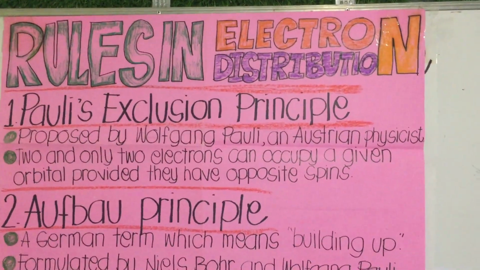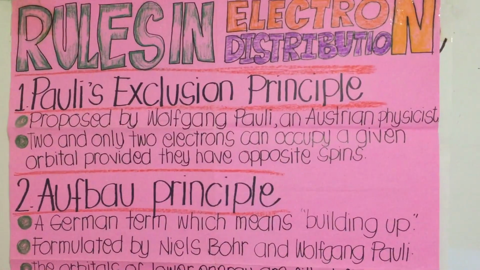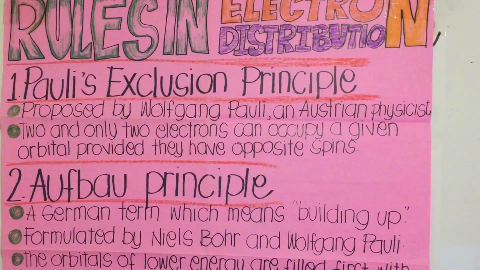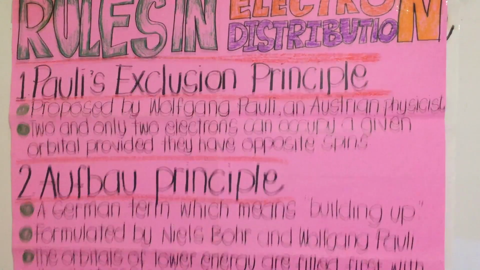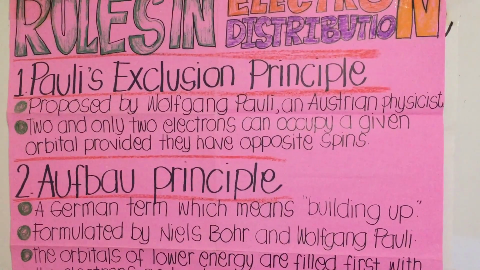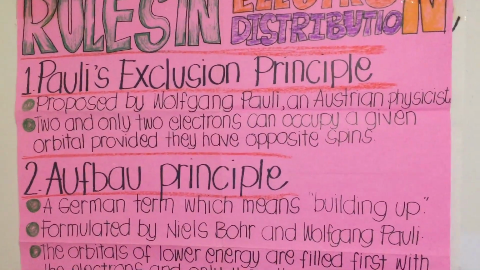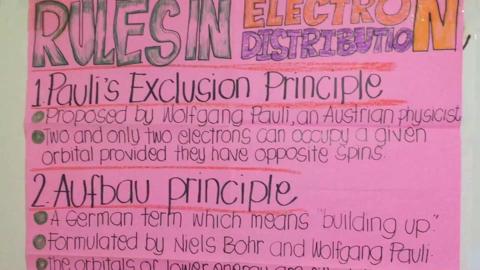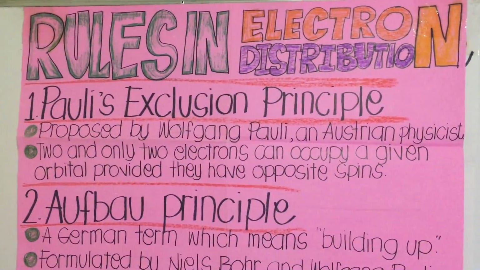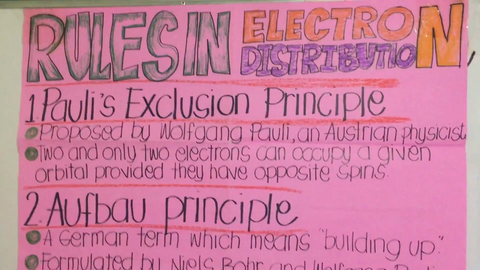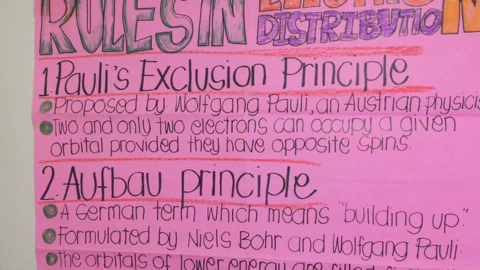Now, there are rules in electron distribution or electron configuration. The first one is the Pauli's exclusion principle, proposed by Wolfgang Pauli, an Austrian physicist. He said that 2 and only 2 electrons can occupy a given orbital provided they have opposite spins. In a certain orbital, there must be only 2 electrons, and their spins, or their movement, must be in opposite directions.